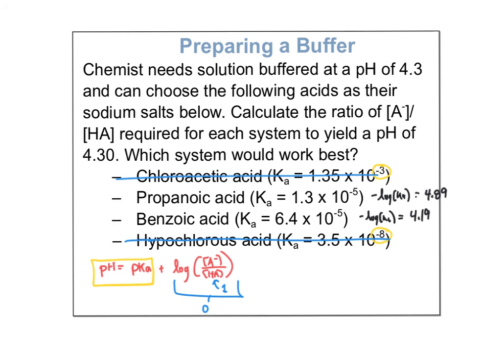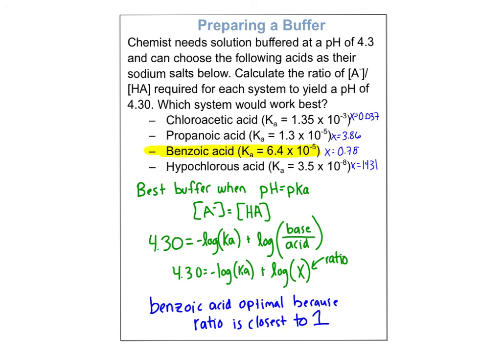So let's look at the next slide, and I will help calculate this ratio right here. I use this equation, my Henderson-Hasselbalch. I said 4.3, the pH we want, is equal to the negative log, and then I plugged in the individual Ka values. And the ratio of base over acid I called X. That's what we're solving for, and we want to pick the one with the ratio closest to 1. So when I do this for all of them, I get 0.037, 3.86, 0.78, and 1,431.